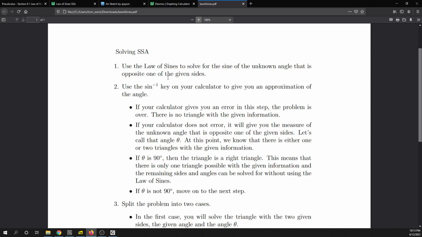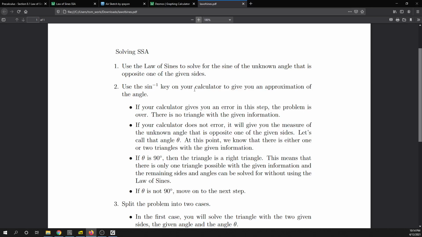So I have this handout, and it's posted in the resources for lesson 3F. The first thing that you want to do is use the law of sines to solve for the sine of the unknown angle that is opposite one of the given sides. So you'll be given 2 of the sides, just solve for one of the angles opposite that. All right, and then to do that, you're going to have to use the inverse sine to find an approximation of the angle.